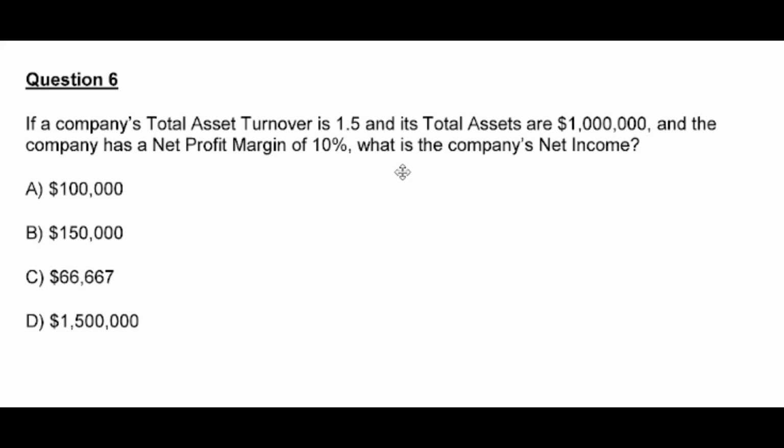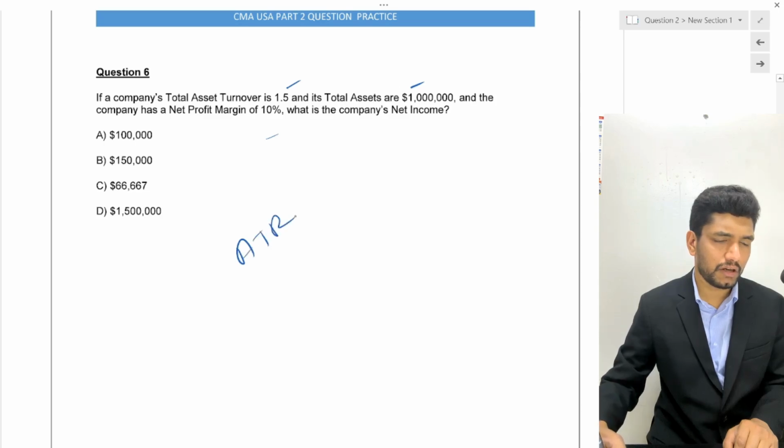Then let's move to question number 6. If a company's total asset turnover is 1.5 and total assets are 1 million, and the company has a net profit margin of 10%, what is the company's net income? So here the asset turnover ratio is already given and the asset value is also given. So what is the formula for asset turnover ratio? The asset turnover ratio formula is sales divided by average assets.